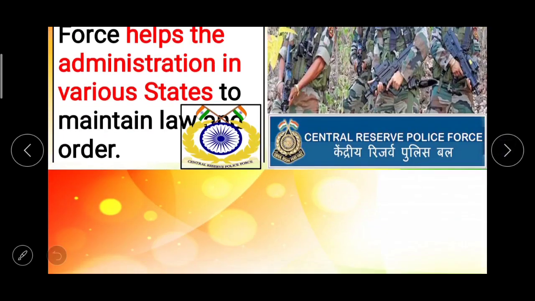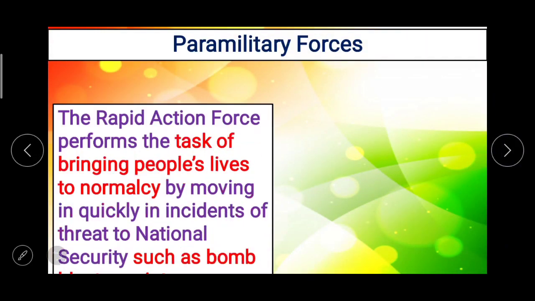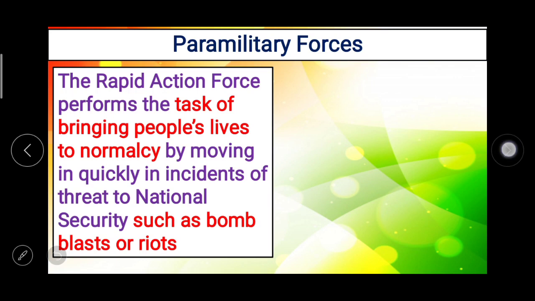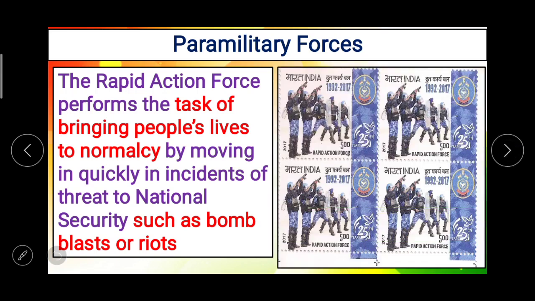Then the next one, the Rapid Action Force performs the task of bringing people's lives to normalcy by moving in quickly in incidents of threat to national security such as bomb blast or riots.